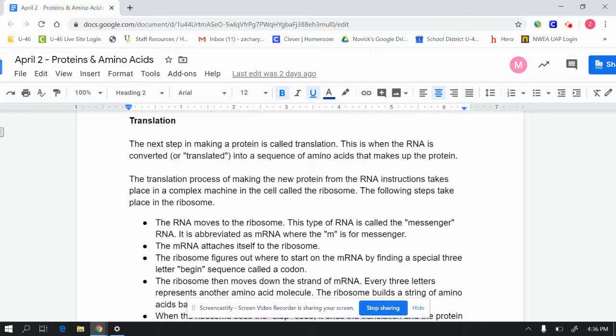The RNA moves to the ribosome. This type of RNA is called the messenger RNA. It is abbreviated as mRNA, where the M is for messenger. The mRNA attaches itself to the ribosome. The ribosome figures out where to start on the mRNA by finding a special 3-letter begin sequence called a codon.